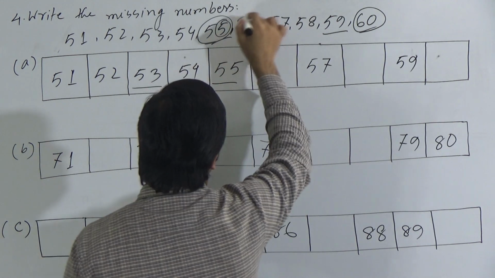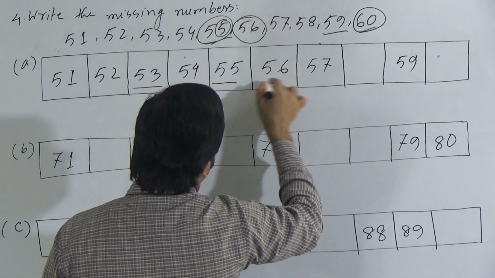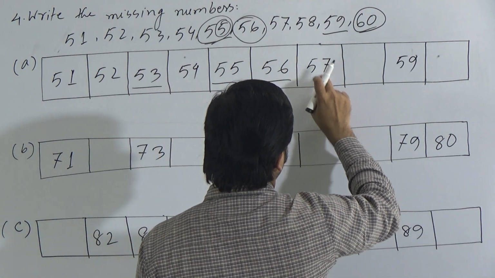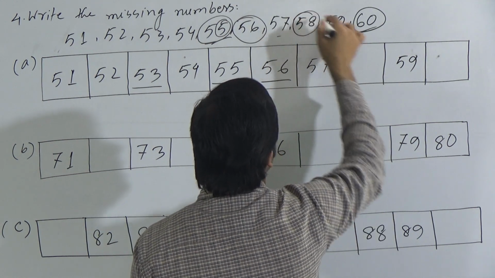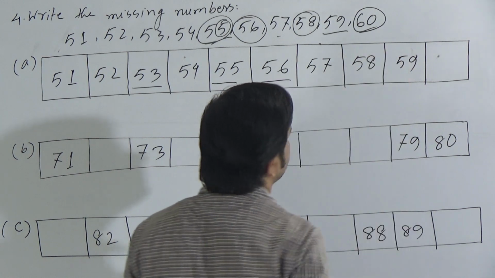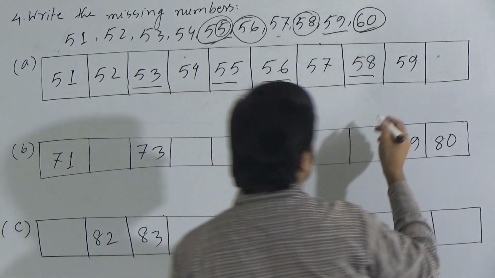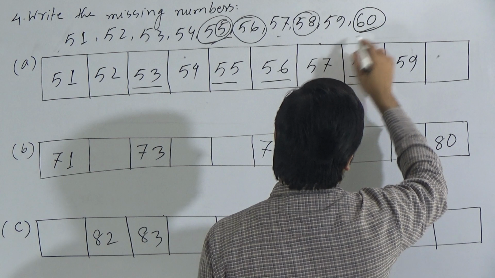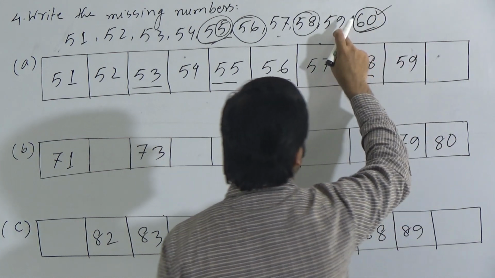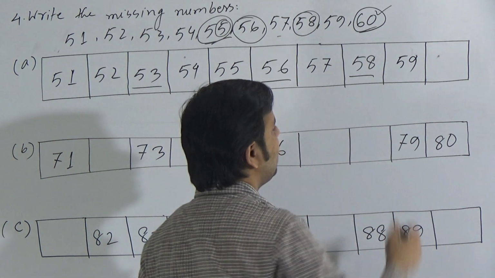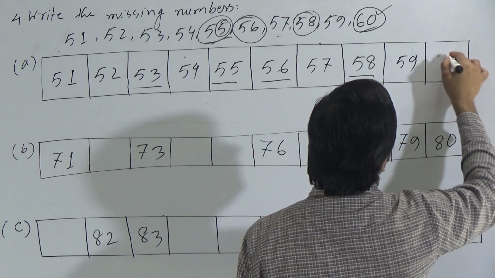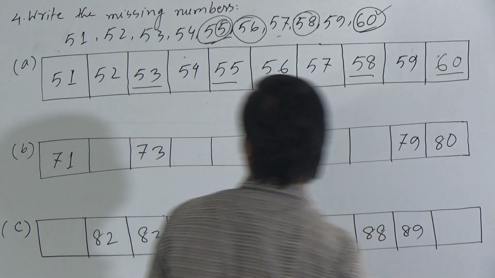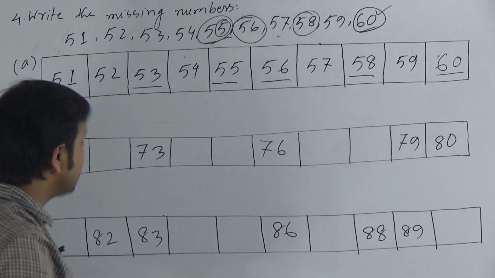Now the next number after 55 is 56, so we can write 56, and here is 57 given. Dear students, now see, after 57 what is the number here? 58, so we can write here 58. And here is 59 given, so after 59 we will get the number 60, as after 9 one's place must be 0 in the next number. So here 60 is the next number. So we have filled the gaps by using numbers.